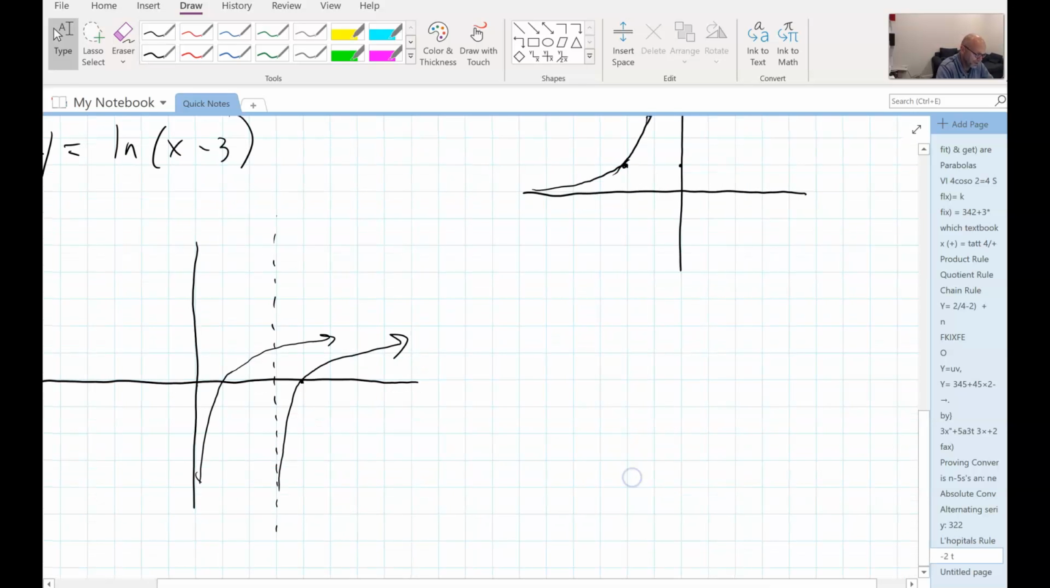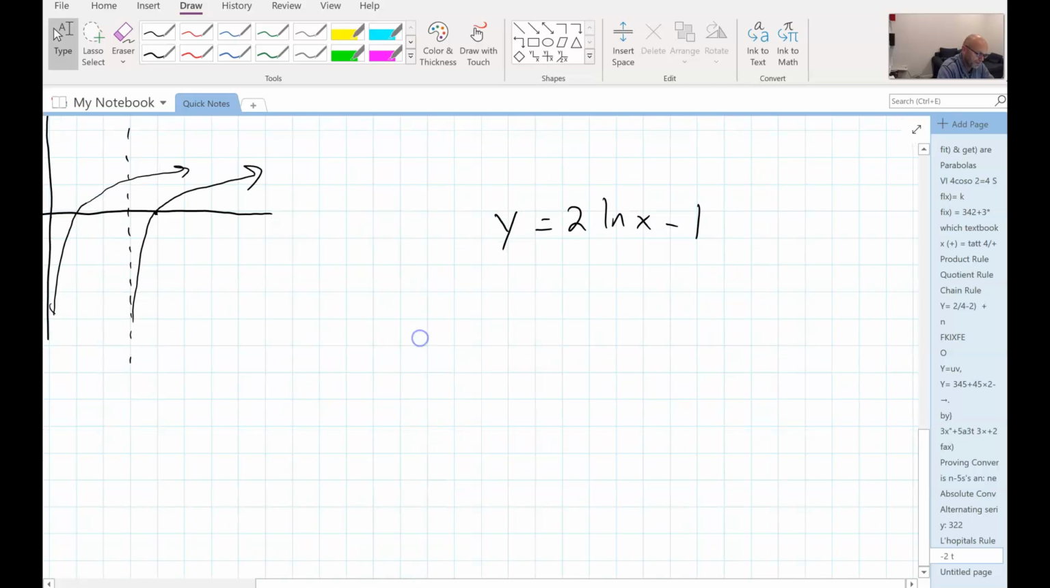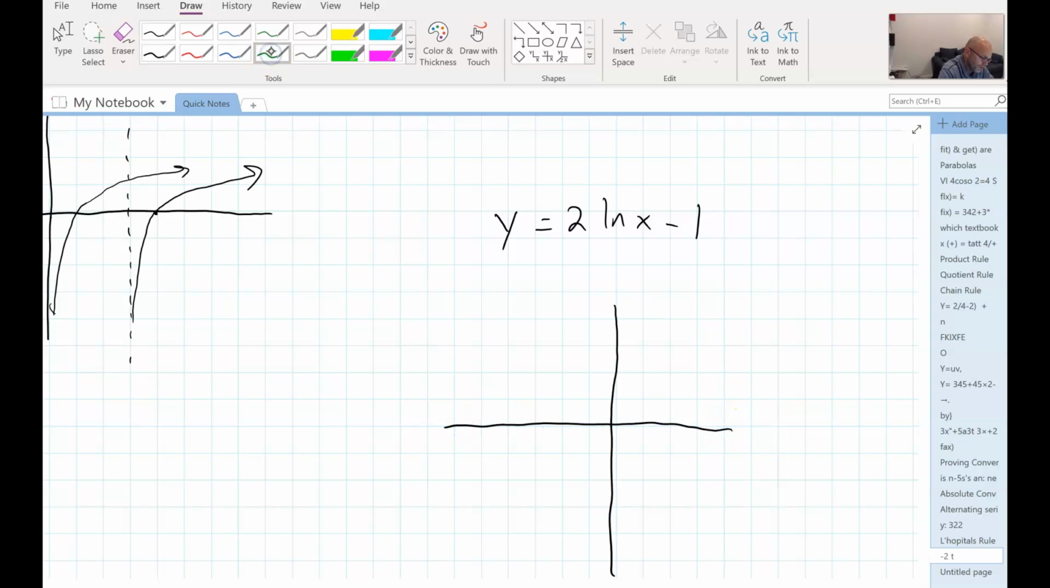Or if we have, let's say we have y equals 2 ln of x minus, I don't know, 1, let's say. Okay? So once again, if I want to graph that, I'm going to draw my graph here. I know that normally the y equals ln x would look something like this, right? But the minus 1 is going to move everything down 1. So let me use red just so it stands out differently. I'm going to graph this in red.